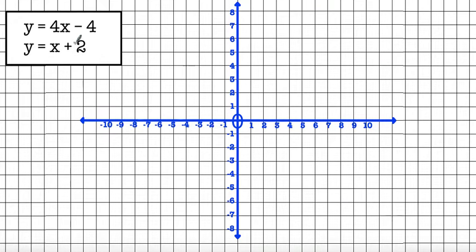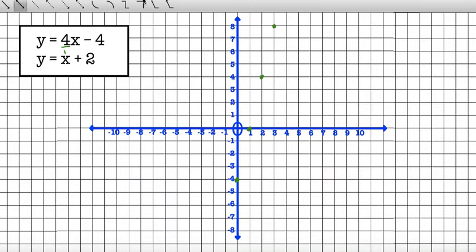All right, here we have our last example. y is equal to 4x minus 4. We know that our y-intercept is negative 4, and our slope is positive 4 over 1, meaning our rise is 4. We're going to go up 4, 1, 2, 3, 4, and then our run is 1. Since it's positive, we're going to go to the right 1. Again, up 4 to the right 1. Now we're going to plot our line.